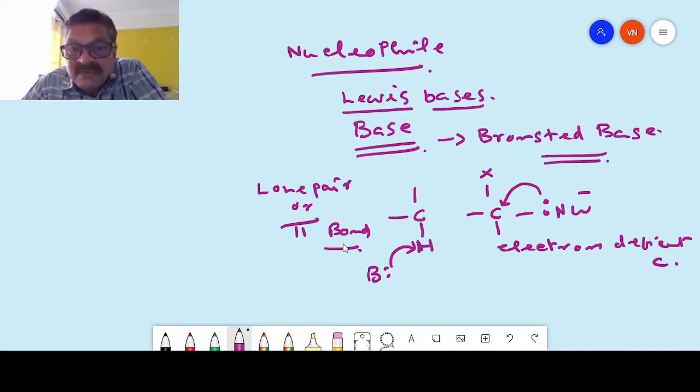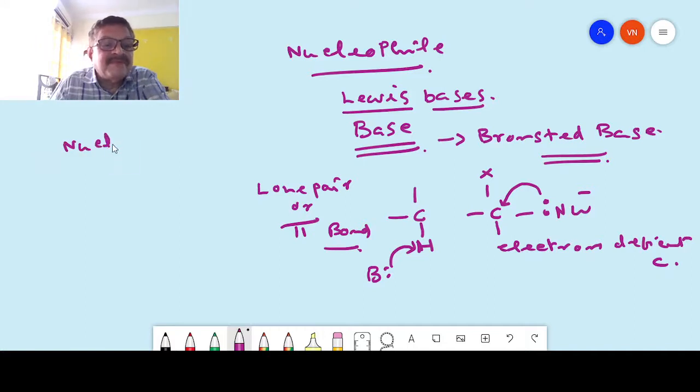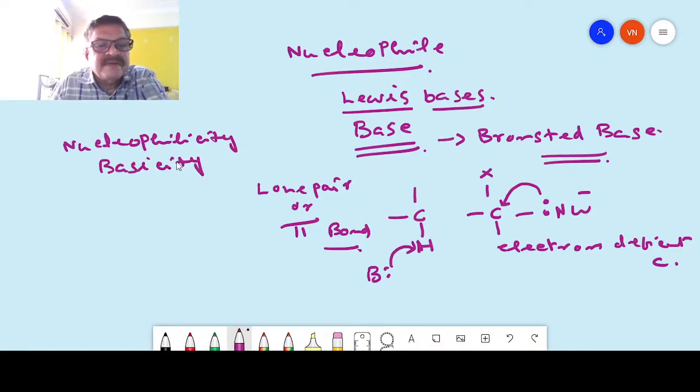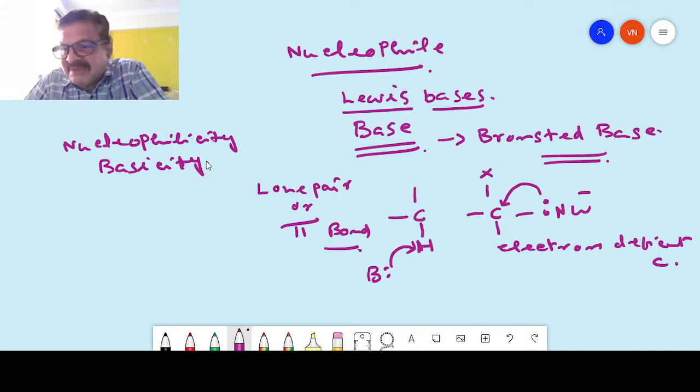Now, there is a word called nucleophilicity. What is that? And basicity. Nucleophilicity means the strength of the nucleophile. That is a simple thing. Basicity means the strength of the base. Now, a strong base is a strong nucleophile. Strong base means strong nucleophile. So it is generally true. It is only a general statement.